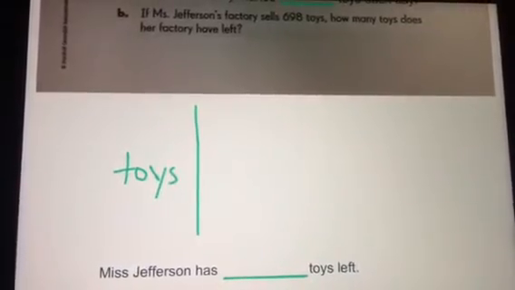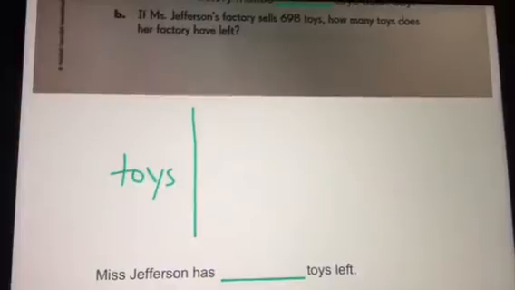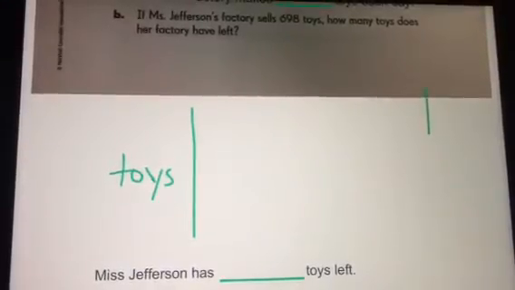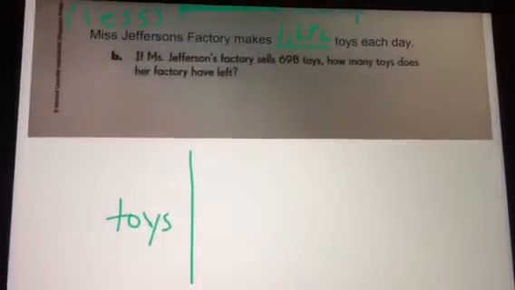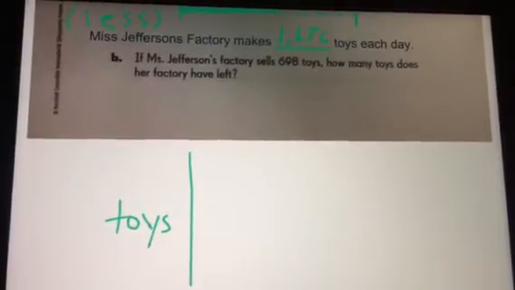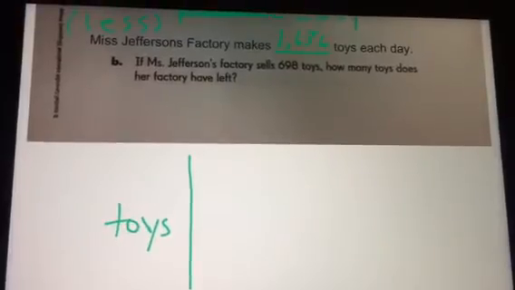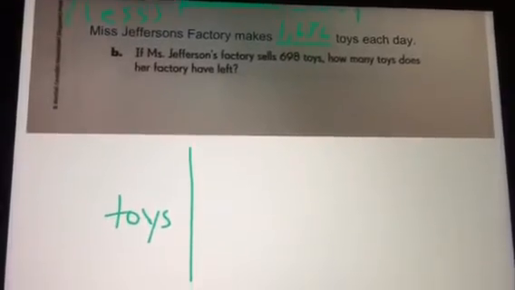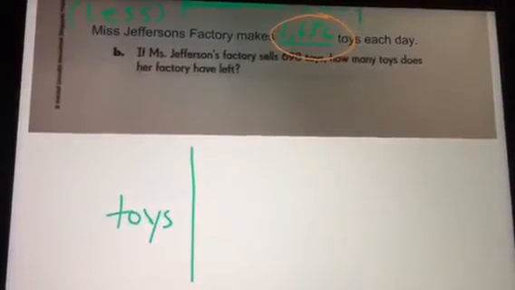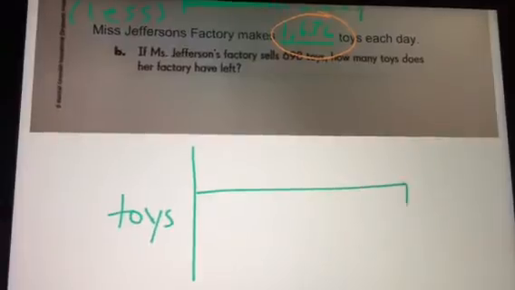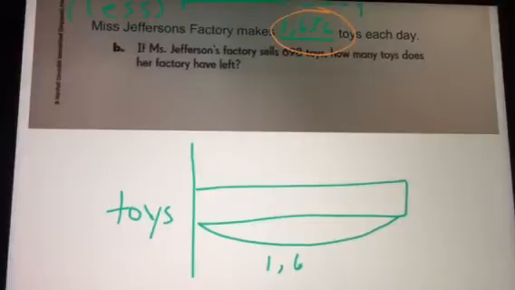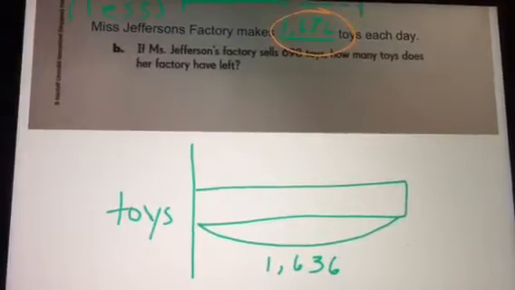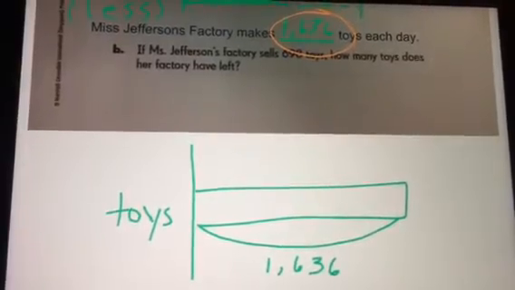Now, this is not going to be a comparison bar model, so let's look at all the parts that we have so far. We now know how many toys she makes each day. So we have the total number, the whole number, which is this number right here, 1,636. So that is going to be our whole number. Do you see that? 1,636 total number of toys.